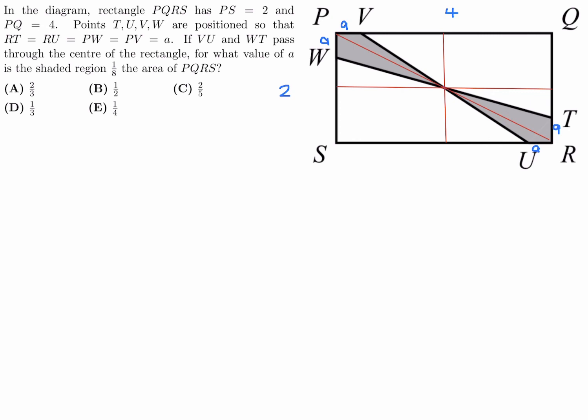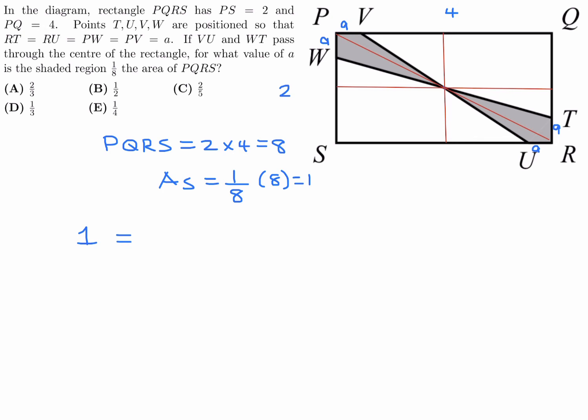First of all, what is the area of the whole PQRS? Well, that's pretty straightforward. That's just 2 times 4, which is 8. So the area of the shaded region is 1/8 of that. So 1/8 of 8, which is just 1. So the area of the shaded region has to equal 1.